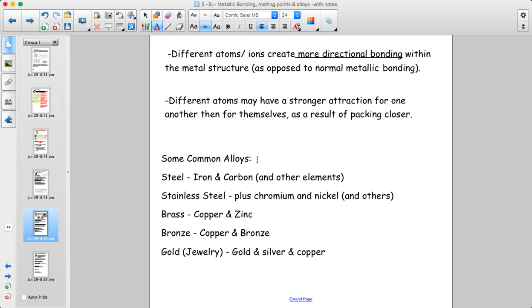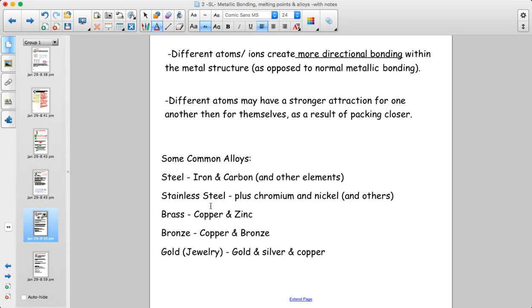Some examples to skip down here. Steel. Steel is an alloy of iron that has some carbon infused into it. And steel is essentially propping up the majority of the framework of buildings and bridges all around you. It's incredibly useful, but having just pure iron is far less effective as a material.